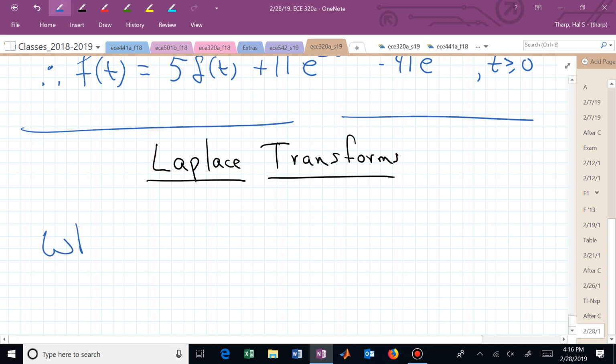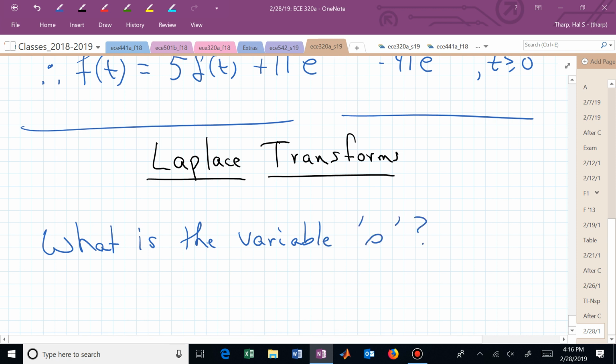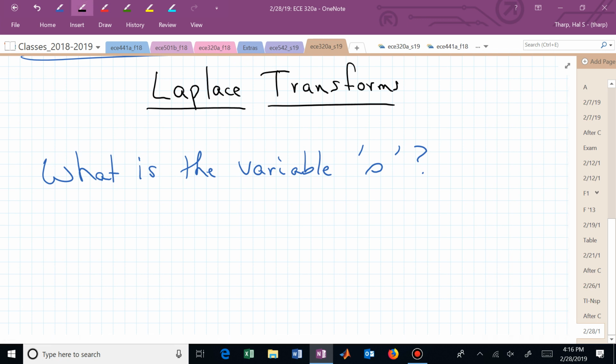So what is the variable s? s now is a complex number, isn't it? Or we can evaluate it at any place in the complex s-plane, and that means it can be anywhere in this complex space, or be any complex number. Yes?